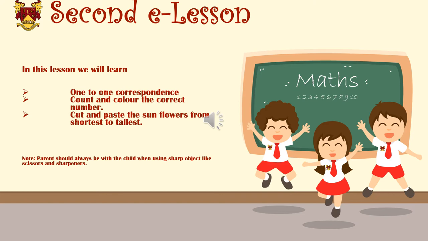Today in our math lesson, first you will practice one-to-one correspondence with numbers. After that, you will count and color the correct number. And at the last, you will cut and paste the sunflower from the shortest to the tallest.